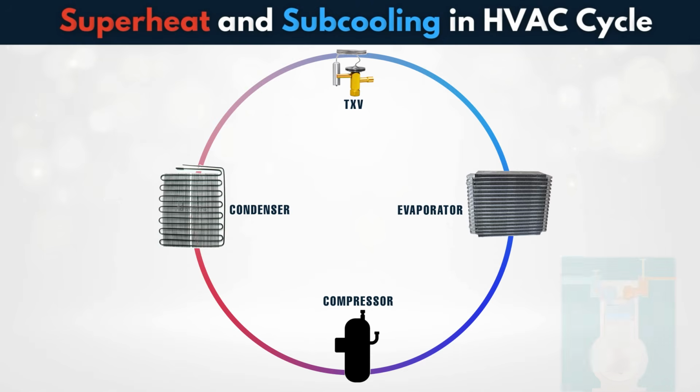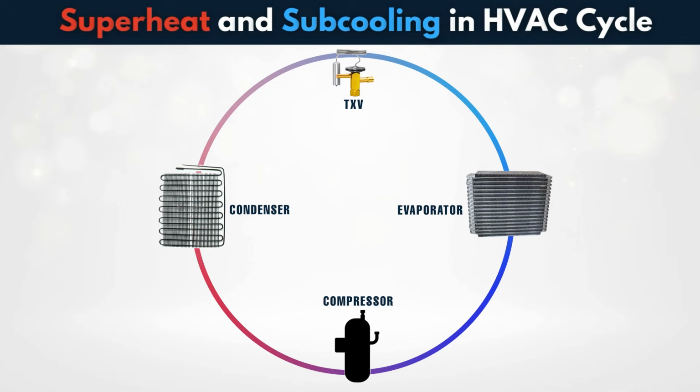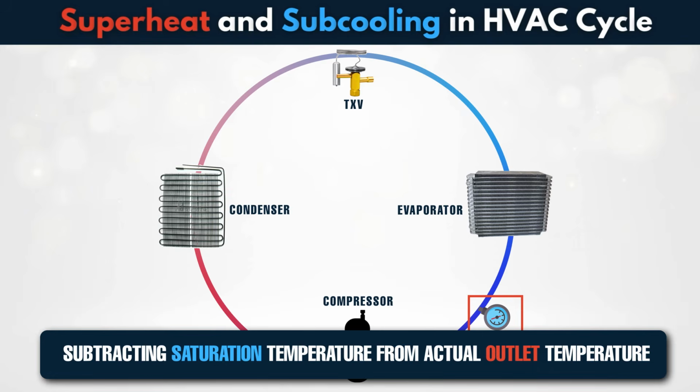Superheat in the HVAC cycle. In the refrigeration cycle, the compressor can only compress vapor. If liquid enters, it can cause mechanical damage because liquids cannot be compressed. This is why proper superheat is so important. The evaporator must convert all refrigerant into vapor before it reaches the compressor, and then add a little extra heat to ensure it's fully vaporized. Technicians measure superheat by measuring the refrigerant temperature at the evaporator outlet, finding the saturation temperature for the refrigerant at the current evaporator pressure, using a pressure temperature chart or digital gauge, and subtracting saturation temperature from actual outlet temperature.